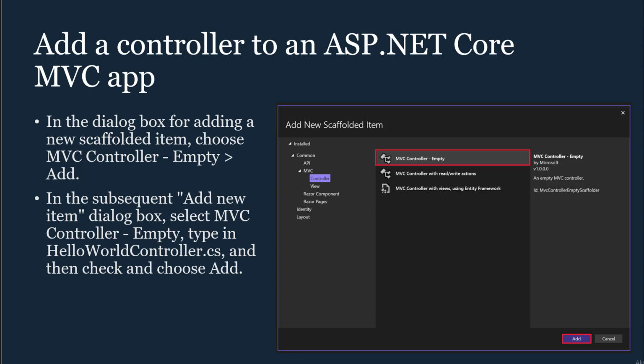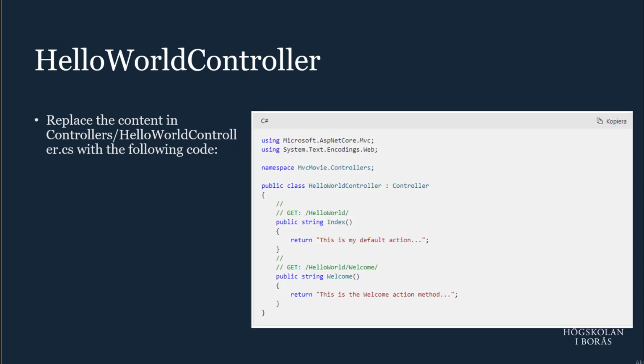In the subsequent dialog box that will appear, we will add new item dialog box, and here we will select the MVC controller empty type in HelloWorldController.cs and then choose Add. When done, we should see that we have now created a HelloWorldController.